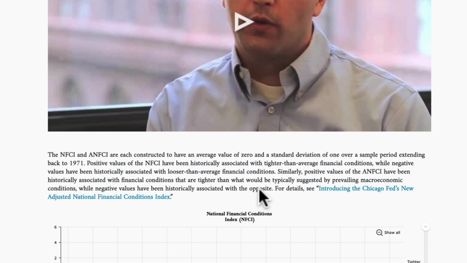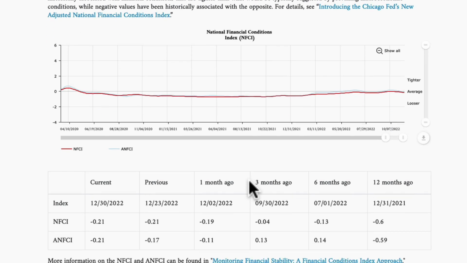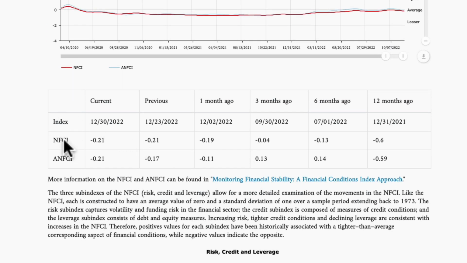Negative values with the opposite. So let's go down. Here's our chart. Here's the index, and here's the adjusted index, which accounts for the current economic conditions. Let's go back 12 months ago, a year ago. Negative, meaning very loose conditions.